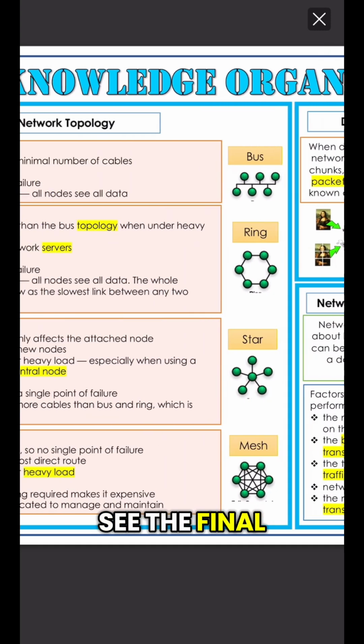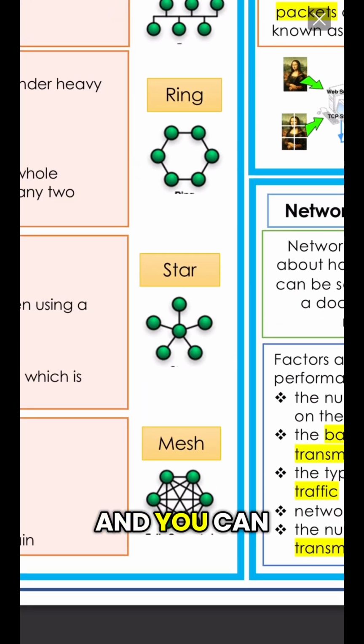Then you can see the final one at the bottom there, that's a mesh network, and you can see that every device is connected to every other device, which means if it's a busy network, then the data packets can go any route and it works well under heavy load. Another bad thing though about this one, it's pretty expensive, because look how many cables you would need.